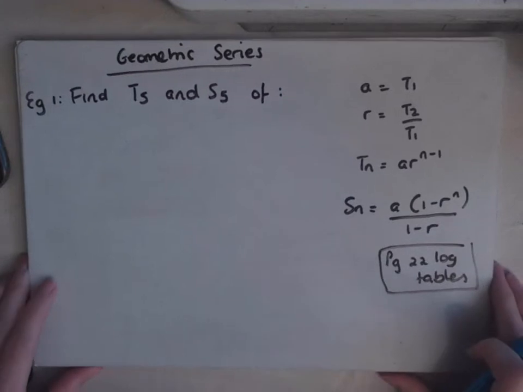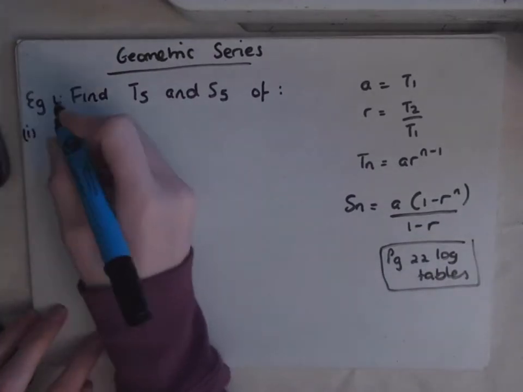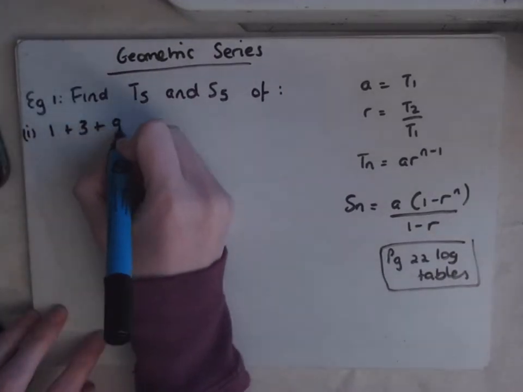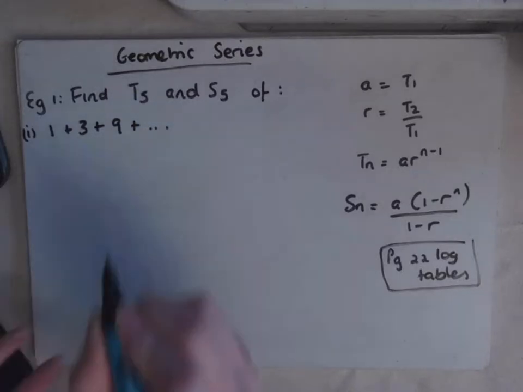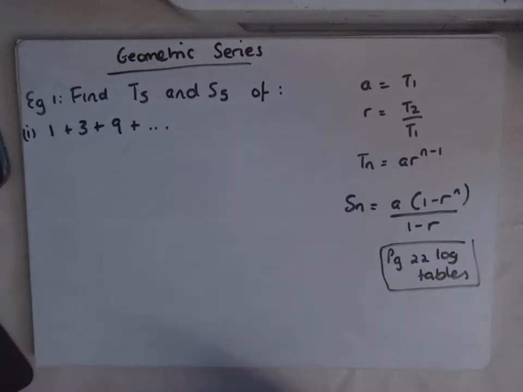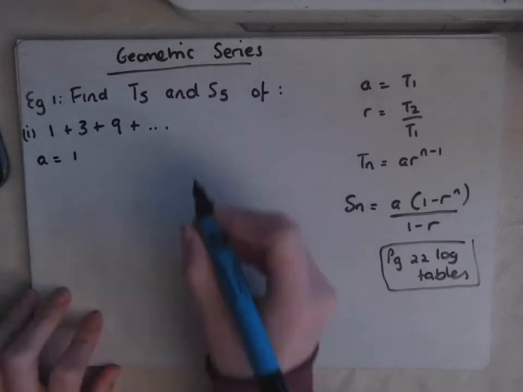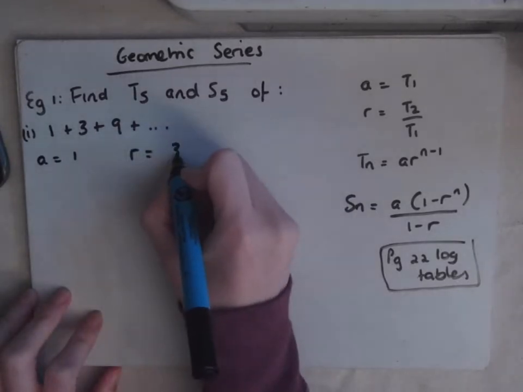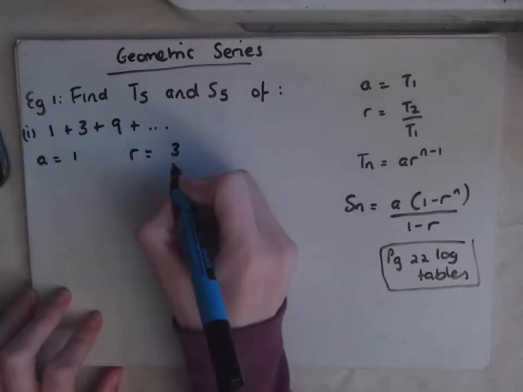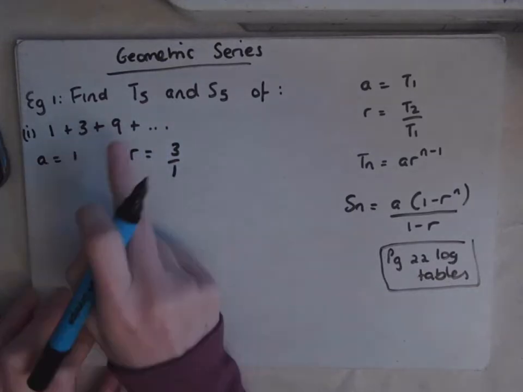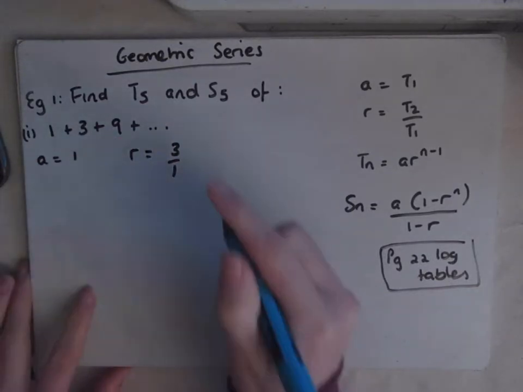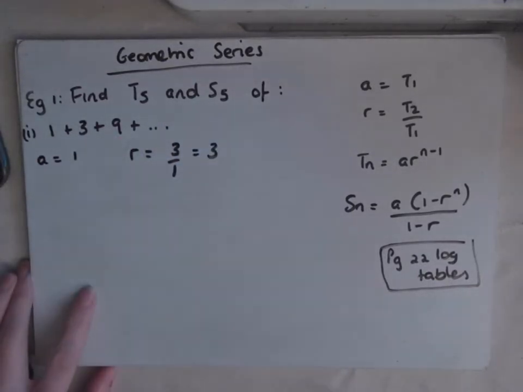find T5 and S5 of the first series: 1 plus 3 plus 9 plus. Okay, so that's my first series. So I know my a is 1 and my r is the second divided by the first, or the third divided by the second. So my r is 3 here.